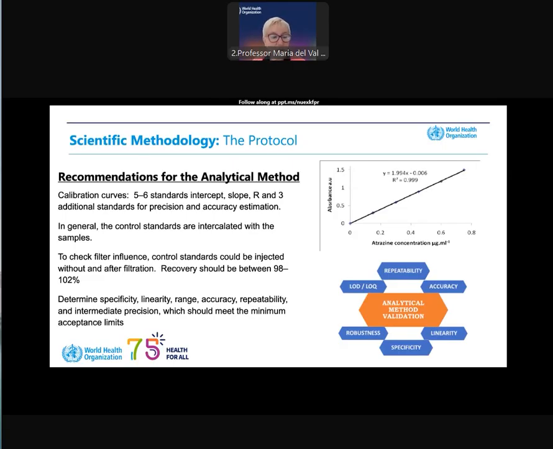For instance, in order to check the filter influence, the control standards could be injected without and after filtration in order to ensure that the recovery is almost complete, that the filter is not retaining the compound. And with this calibration curve, we determine the usual parameters to ensure the quality of the method, like linearity, accuracy, precision, etc.